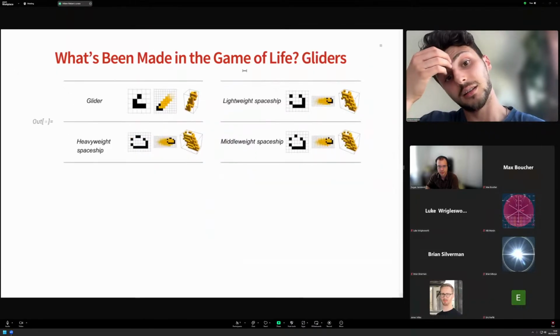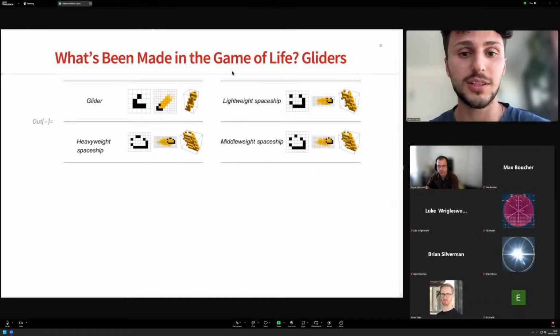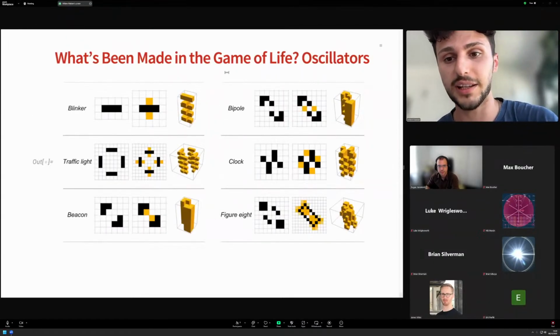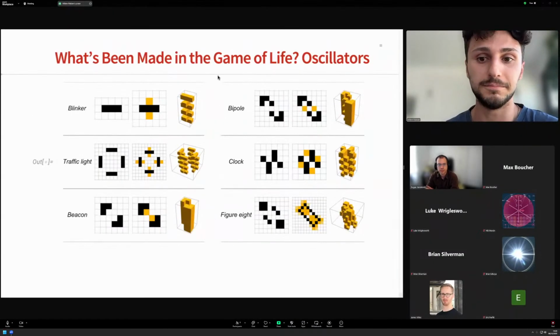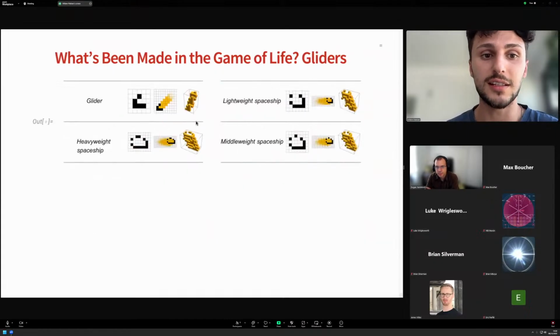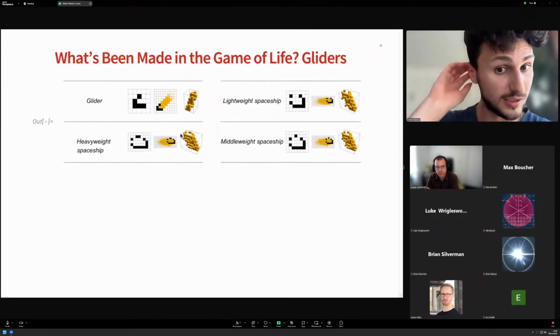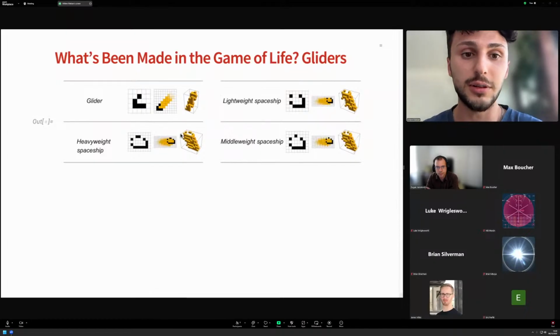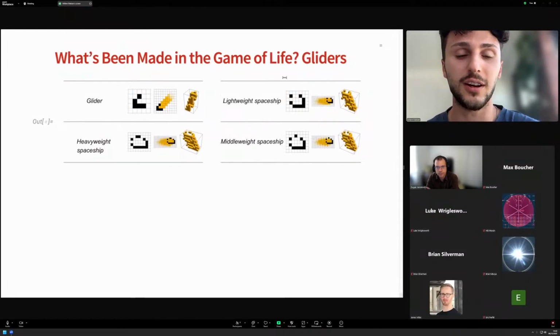Then, more complicated ones. The previous ones just stay in the same place or oscillate. These ones actually move across the grid of cells. They're called spaceships.